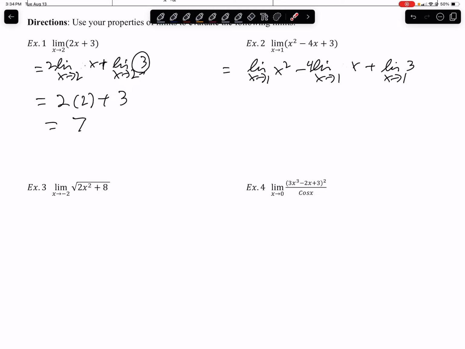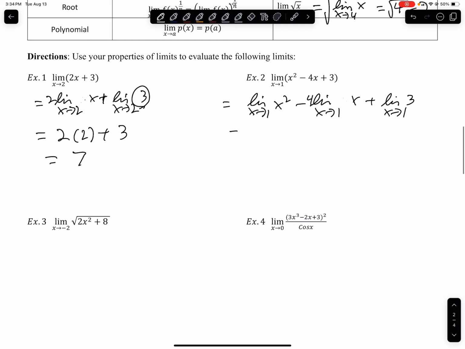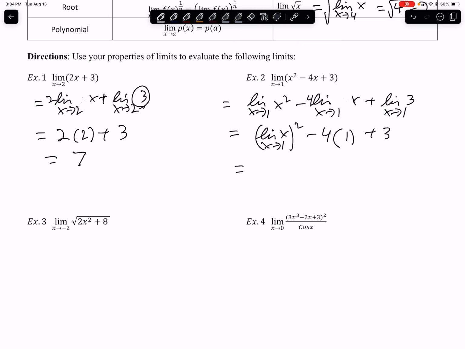And then what do I do with the squared? I don't know how to take the limit of something squared, but that's where this property comes in. You can take the limit of the inside first, then square it. So I know this is tedious, but I'm going to take the limit of the inside function, which is x, then I'm going to square that. And the limit of this is 1. And the limit of 3 is 3. The limit on the inside here is going to be 1. And so I'm going to get 1 minus 4 plus 3. It's going to give me 0.